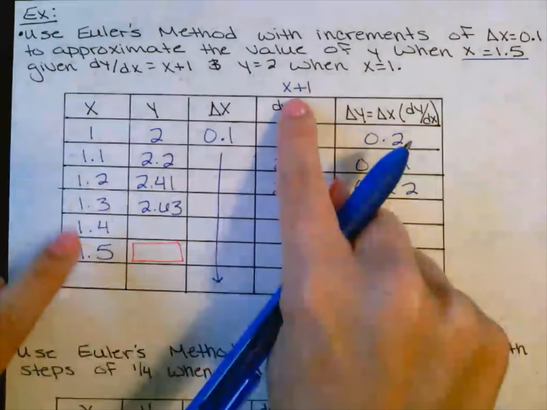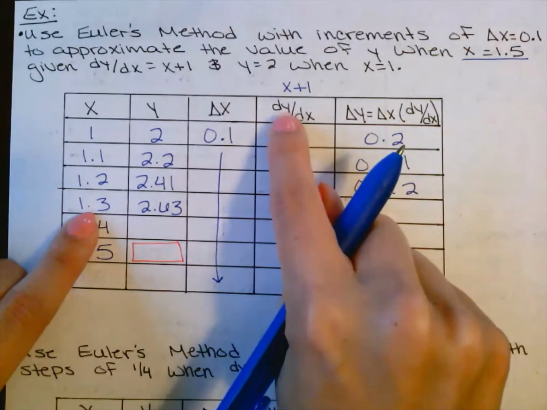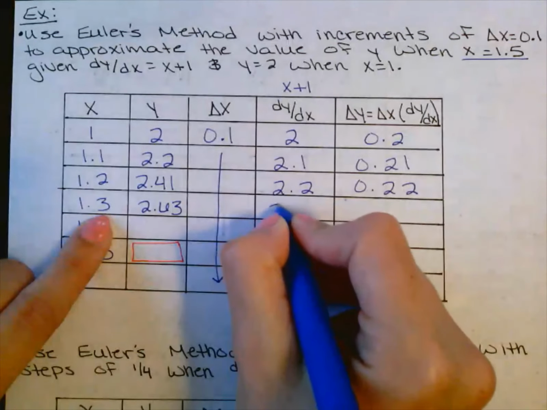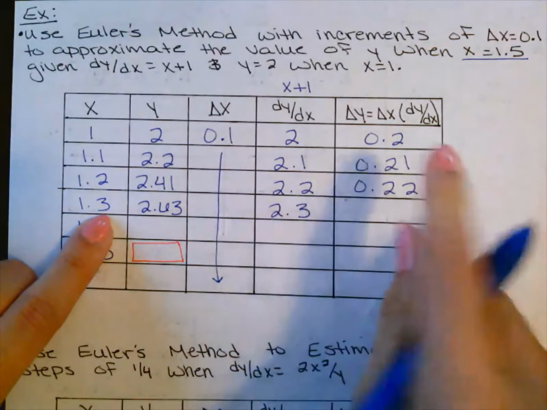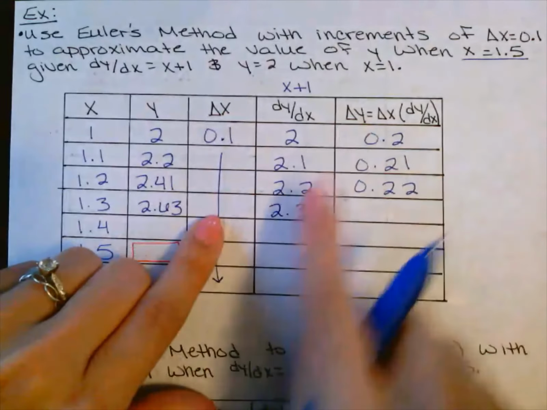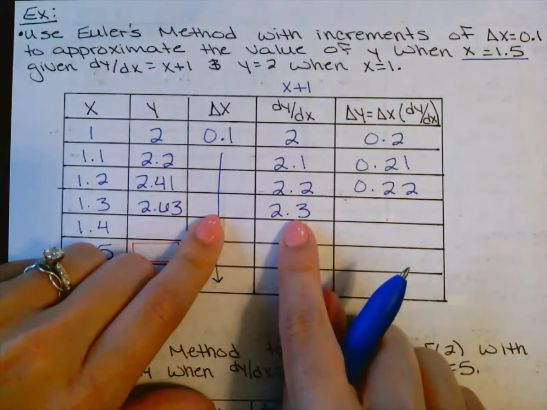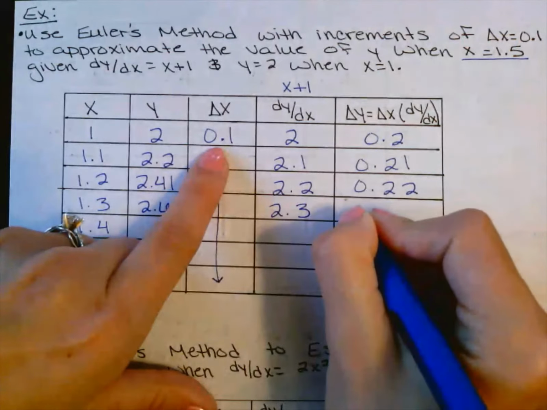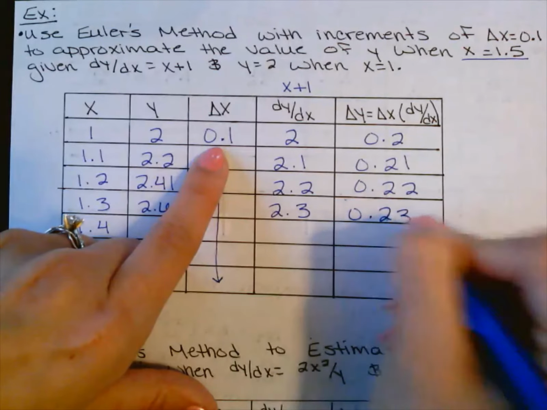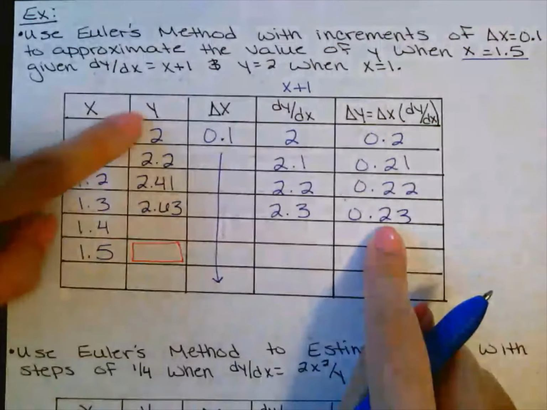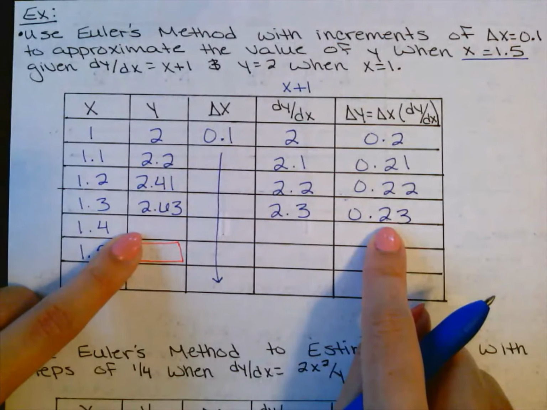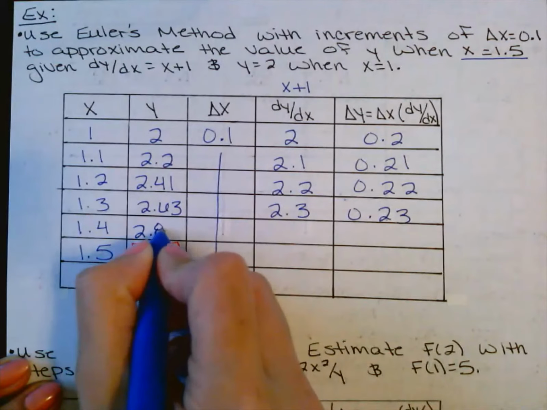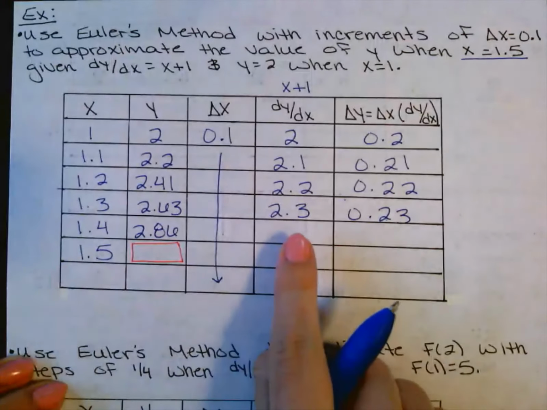Okay, we're starting to get closer. Next row, plug my x into my dy dx. So I have 1.3 plus 1, so I have 2.3. Delta y is my delta x times my dy dx. Anything times 1 is itself, but I have two decimal points, so I have 0.23. That is my change in y, so that's how much I'm going to change in my y here. I'm going to add them, and I end up with 2.86.